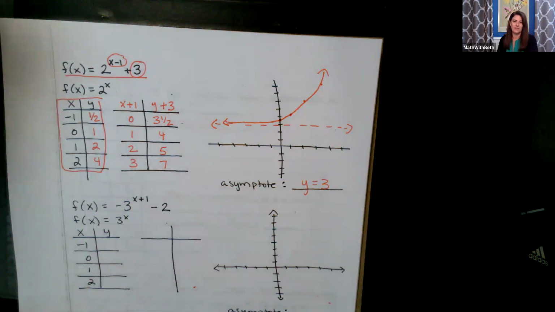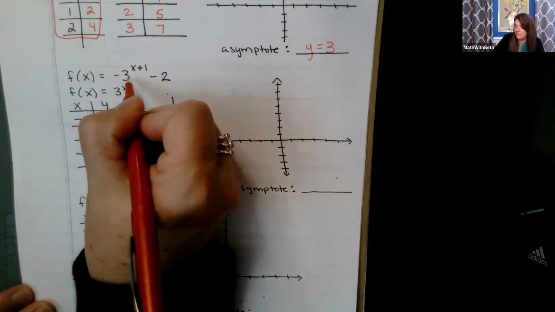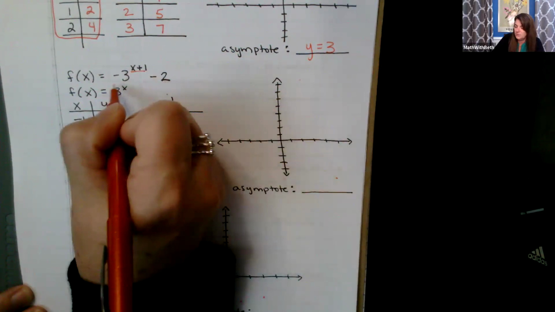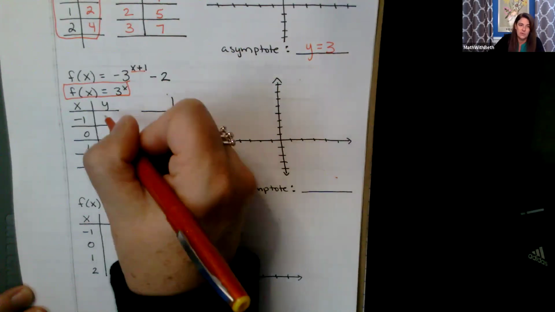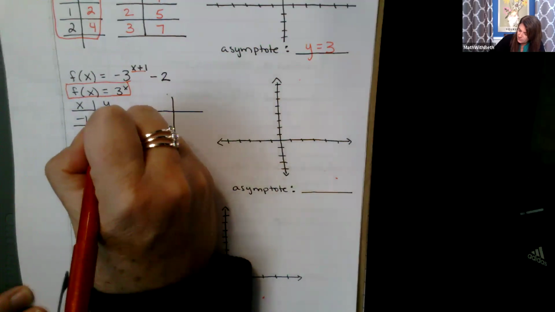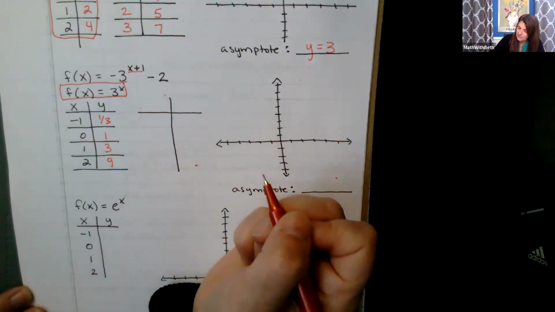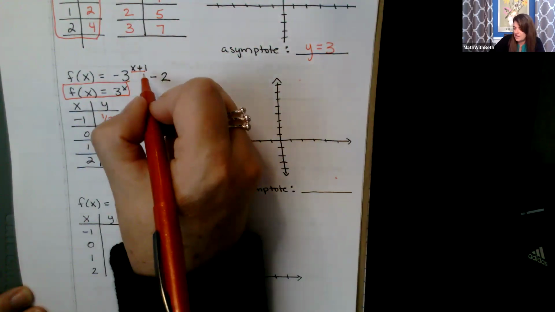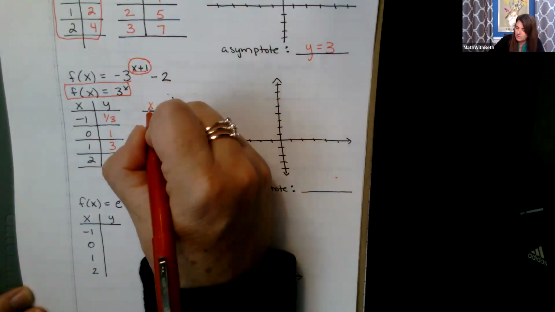Okay, so let's look at the next one. What would be the parent graph if I see -3, x plus 1 minus 2? Well, it would just be 3 to the x. So I'm going to first do my 3 to the x points. So that would be 1/3, 1, 3, and 9. And so now what has happened? The only thing inside the function is this plus 1.